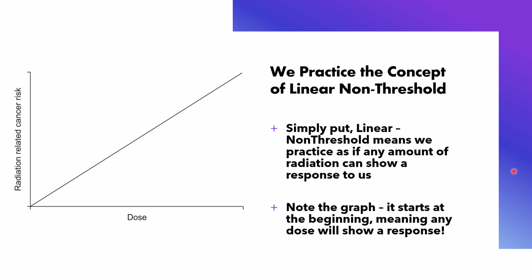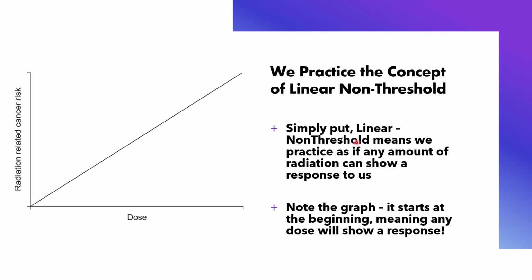We practice the concept of linear non-threshold. In other words, linear, it goes in a straight line, and that straight line can be angled more this way or more this way, but it's linear, it's not up and down. But it's non-threshold. We don't know at what point you will start getting cancer or long-term effects. We do know that the greater the dose, the more likely you are to have an effect from it.